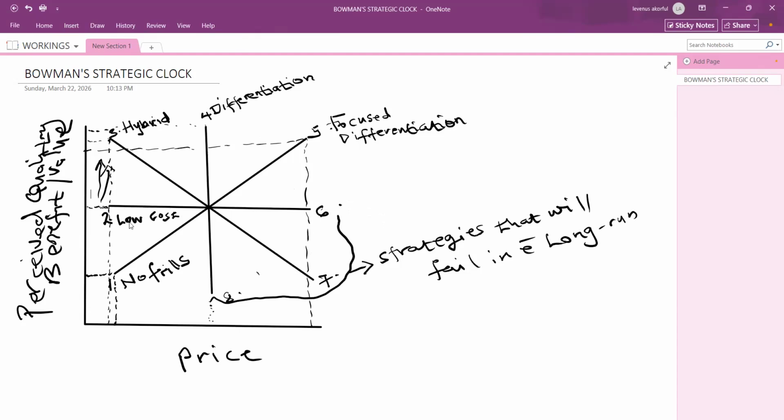You see, somebody is selling the same average quality at below average price. You, for instance, you are selling average quality, but you are selling at what? An above average price. Bowman is saying if you employ this strategy, you can chalk some wins, some successes in the short run, but in the long run, you fail.